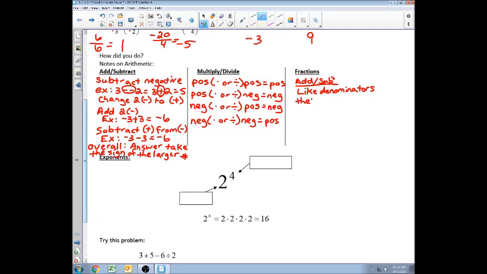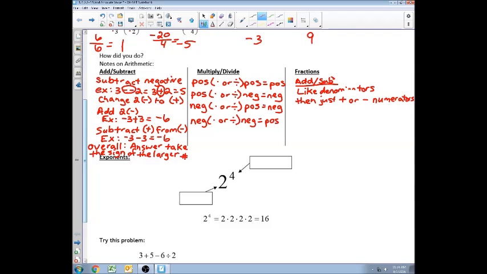Then we will just add or subtract. Whoops, should have been an "or." We just add or subtract the numerators, or the top of the fraction. We saw that a second ago.